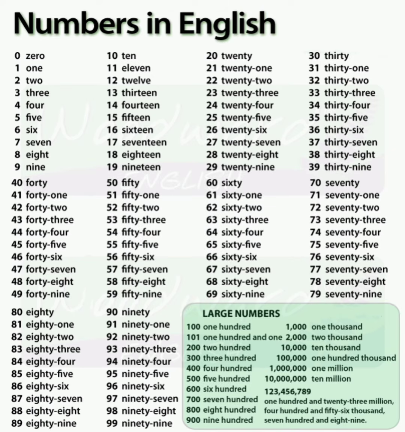101, 200, 300, 400, 500, 600, 700, 800, 900, 1,000, 2,000, 10,000, 100,000, 1 million, 10 million, 123 million, 456,789.